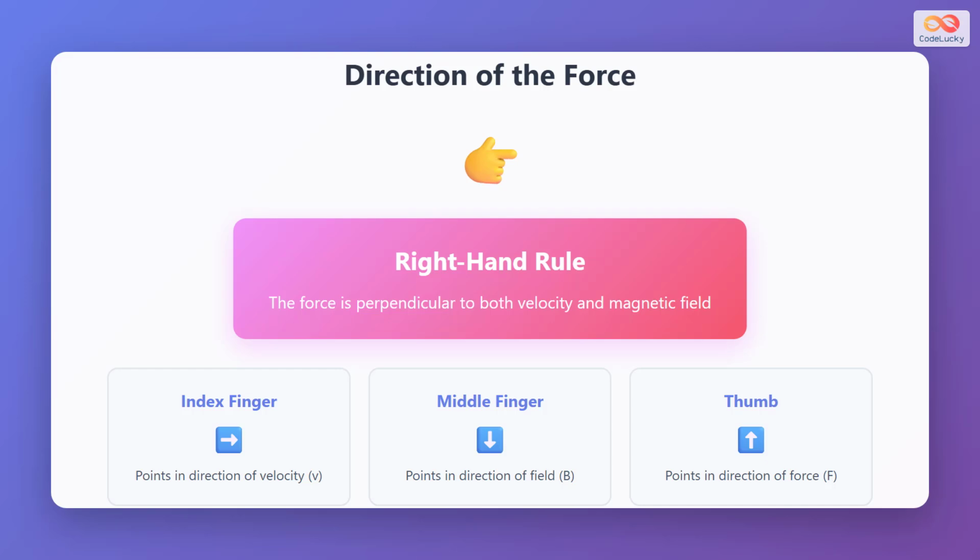One of the most important aspects of magnetic force is its direction. The force is always perpendicular to both the particle's velocity and the magnetic field. We use the right-hand rule to determine this direction. Point your index finger in the direction of velocity, your middle finger in the direction of the magnetic field, and your thumb will point in the direction of the force. This three-dimensional relationship is what makes magnetic force so unique and powerful.